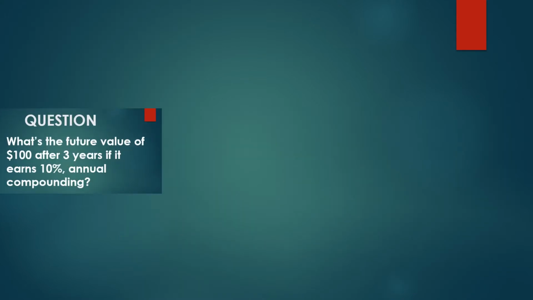Okay, so let's go to our second question. What is the future value of $100 after 3 years if it earns 10% annual compounding? By now, we have already understood what compounding means. Compounding means adding interest to the original amount of money, or what we call the present value. The present value is the value of money that you have now, at present. Future value is the amount of that money at a later time, sometime in the future.